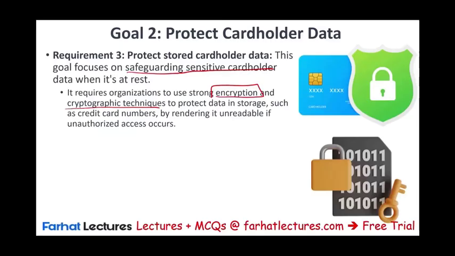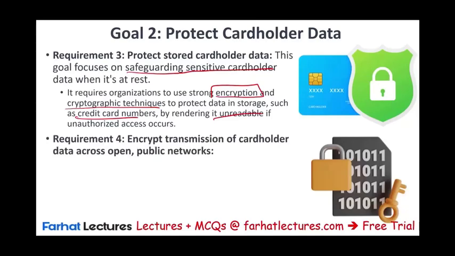Let's assume they penetrate the firewall and access the data. The data is encrypted, therefore they cannot read it. Therefore, if they access your credit card information, it's unreadable. So unauthorized access occurs, but no harm is done. Now you need to encrypt the transmission of data. That is when the data is at rest in your database.